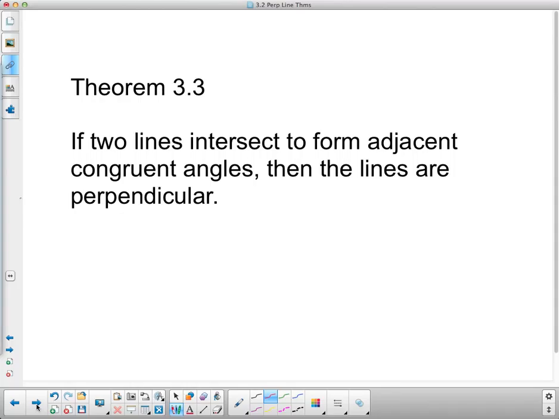Okay, theorem 3.3. If two lines intersect to form adjacent congruent angles, then the lines are perpendicular. So once you write it down, we're gonna have to think about how we would make that picture for the if part. If two lines intersect to form adjacent congruent angles, then the lines are perpendicular. Adjacent means they're hooked together and side by side.